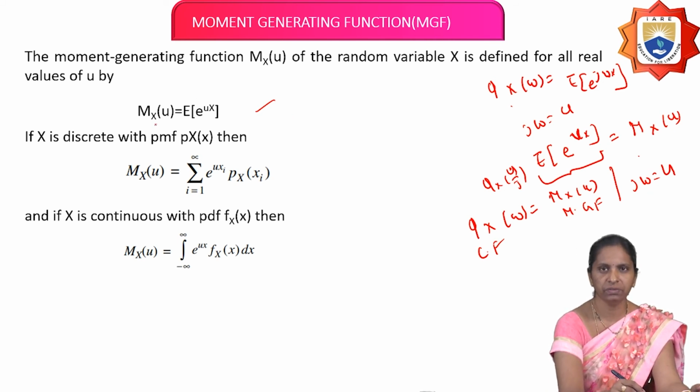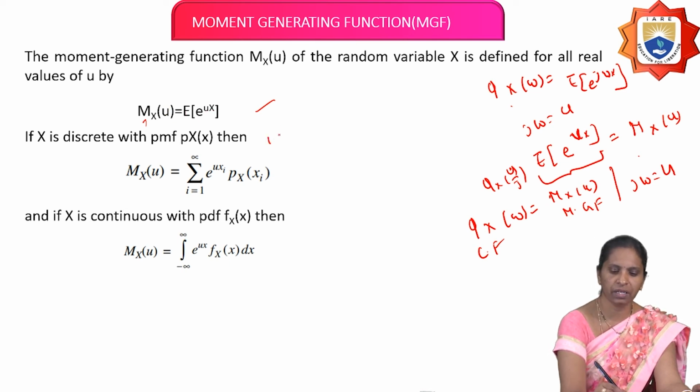If X is a random variable, then the moment generating function is represented as M_X(u). X is a random variable here, M is the moment generating function, and it is a function of the variable u. So M_X(u) equals what? Expectation of e power uX.